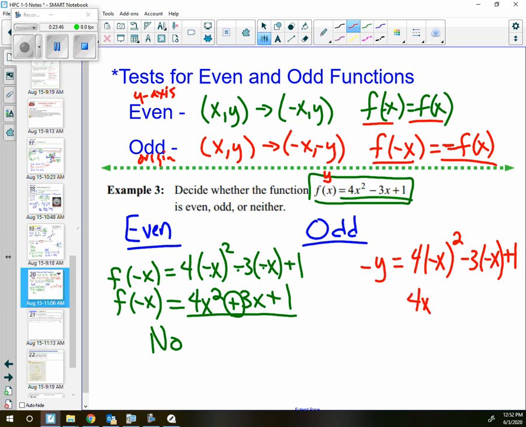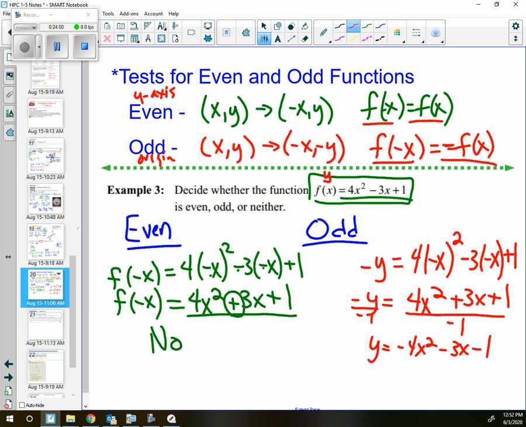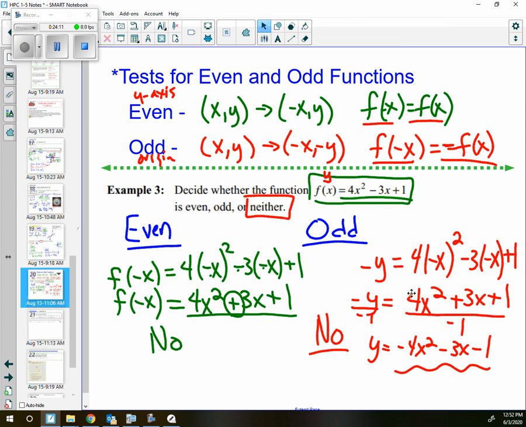So this would be 4x squared plus 3x again plus 1, which would be looking pretty good. But if I'm going to solve this for y, divide everything by negative 1, that's going to leave me with negative 4x squared minus 3x minus 1. Now, is this expression equivalent to the original? Well, no. So this isn't odd either. It doesn't have origin symmetry either. So this would definitely be categorized as a neither. We're going to take a look at the equation when we graph it and see why that is.